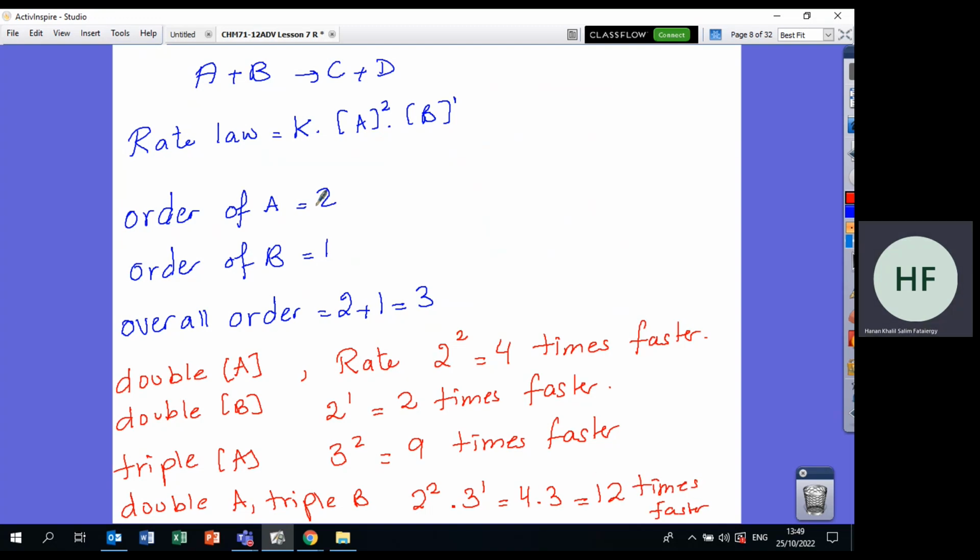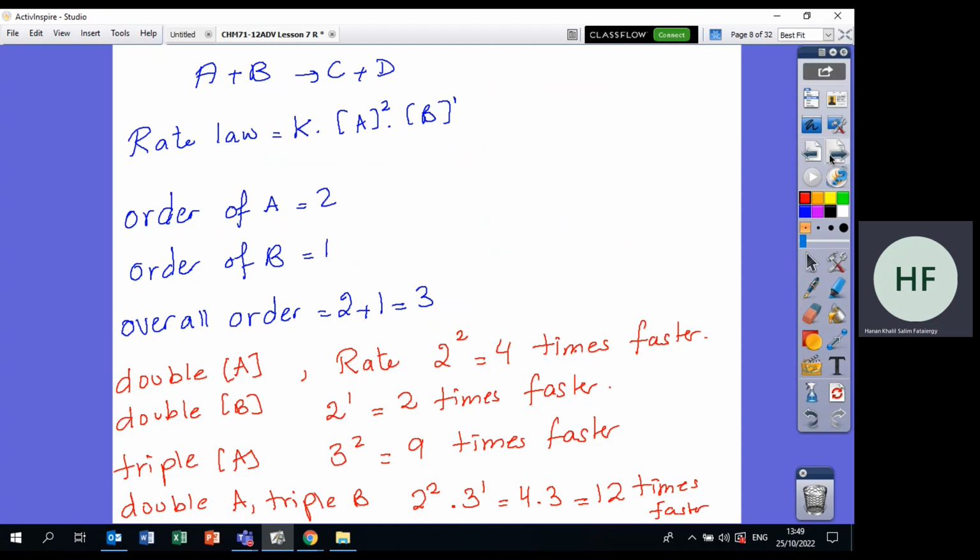So as we said, if we increase the concentration of A, the reaction will be faster. If we increase the concentration of B, the reaction will be faster. How many times faster? You should see according to the rate law. So remember, the order of A is the power of A, the order of B is the power of B, and the overall order is you add the powers together. Now, if you double a number, you put instead of it 2, you triple, you put instead of it 3.